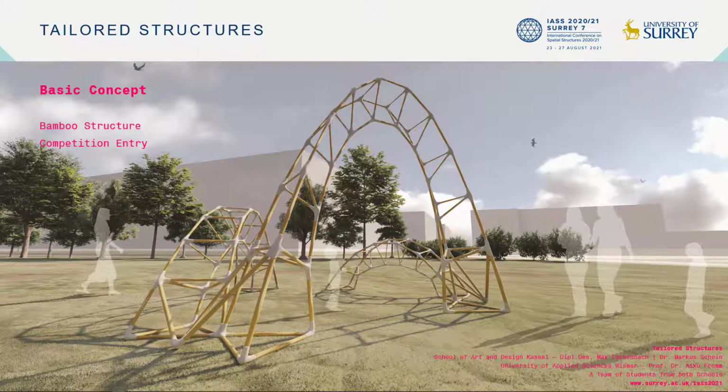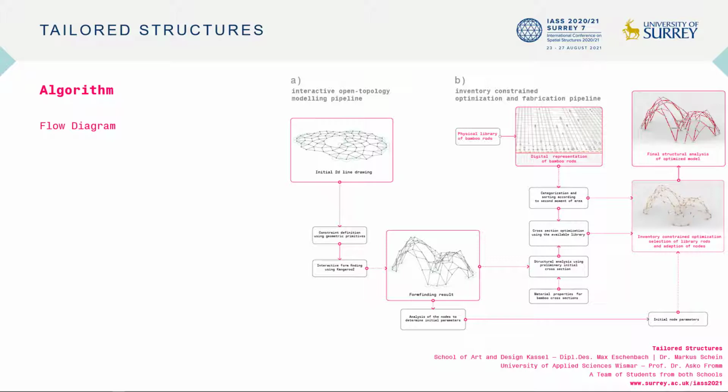To get there, we are taking the variability of our building material as an advantage, in the sense that we always try to use the weakest and lightest member possible, the one that just fits structurally and geometrically. Our algorithm consists of two main parts: an interactive open topology modeling pipeline, where most of the initial design work happens, and an optimization and fabrication pipeline, including the assignment of the library parts to the design and the automated node generation.